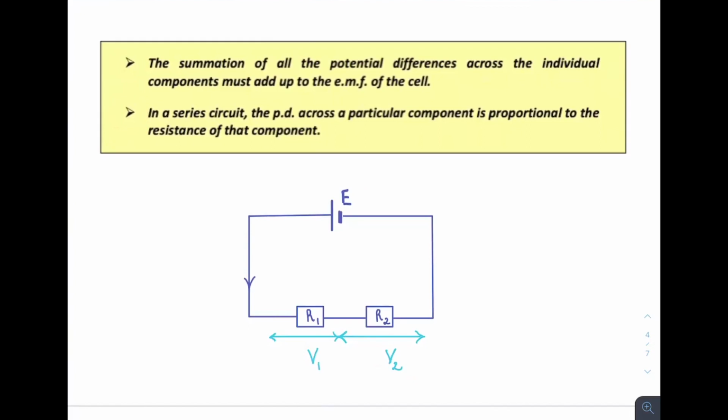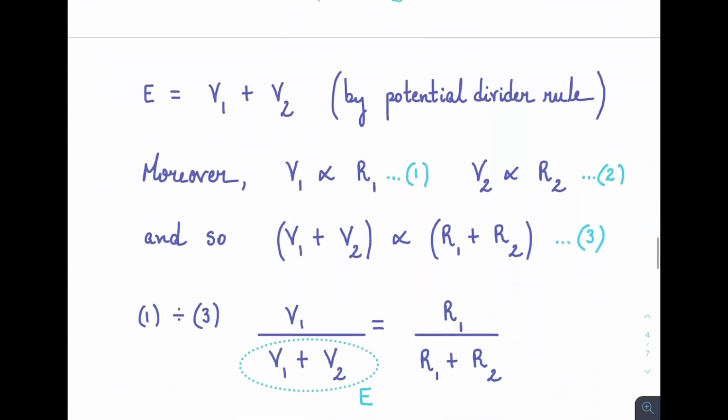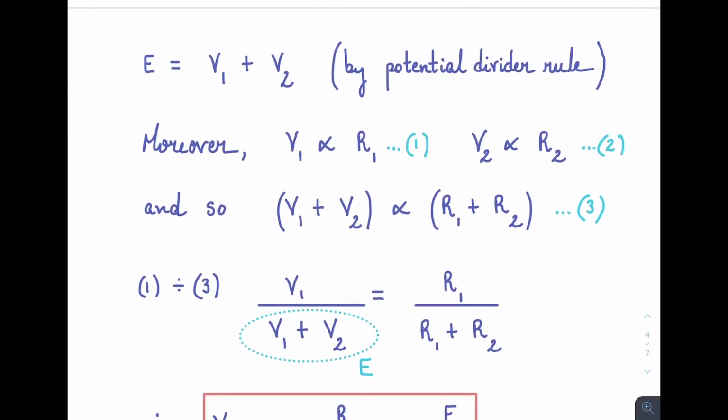Secondly, in a series circuit, the PD across a particular component is proportional to the resistance of that component. So we are saying that V1 is proportional to R1 and V2 is proportional to R2. So this is what we said. E is equal to V1 plus V2. V1 is proportional to R1, V2 proportional to R2, and so even their summation, V1 plus V2, must be proportional to R1 plus R2.